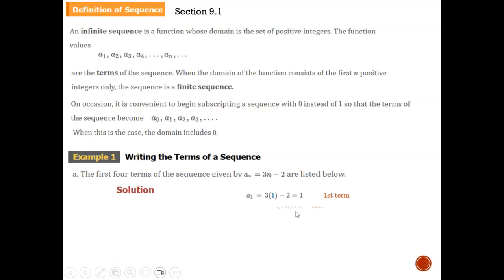That's my first term. For a2, I'm going to plug in 2 where the n is. So 3 times 2 is 6, and 6 minus 2 is 4. The third term, a3, will be 3 times 3, which is 9, and 9 minus 2 is 7. And finally, the fourth term: 3 times 4 is 12, minus 2 is 10. So these are the first four terms of the sequence an = 3n - 2. This is similar to evaluating a function, but this is a sequence.